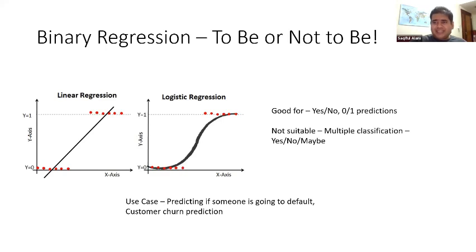So if you have to predict multiple outcomes, multiple classes, like whether a person is going to stay, not stay, or maybe, or a person is going to be happy, not happy, or unhappy, or a person is going to be a high spender, medium spender, or low spender. So when multiple groupings come in, binary regression is not very useful. Use cases, as I was discussing: customer going to default or not, or customer churn prediction.